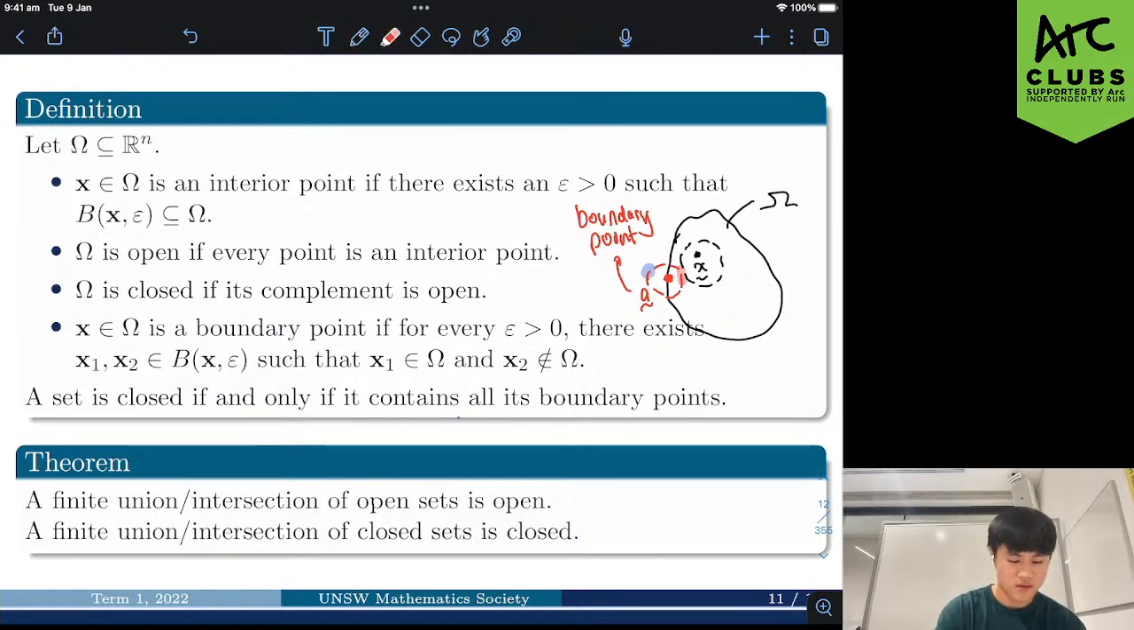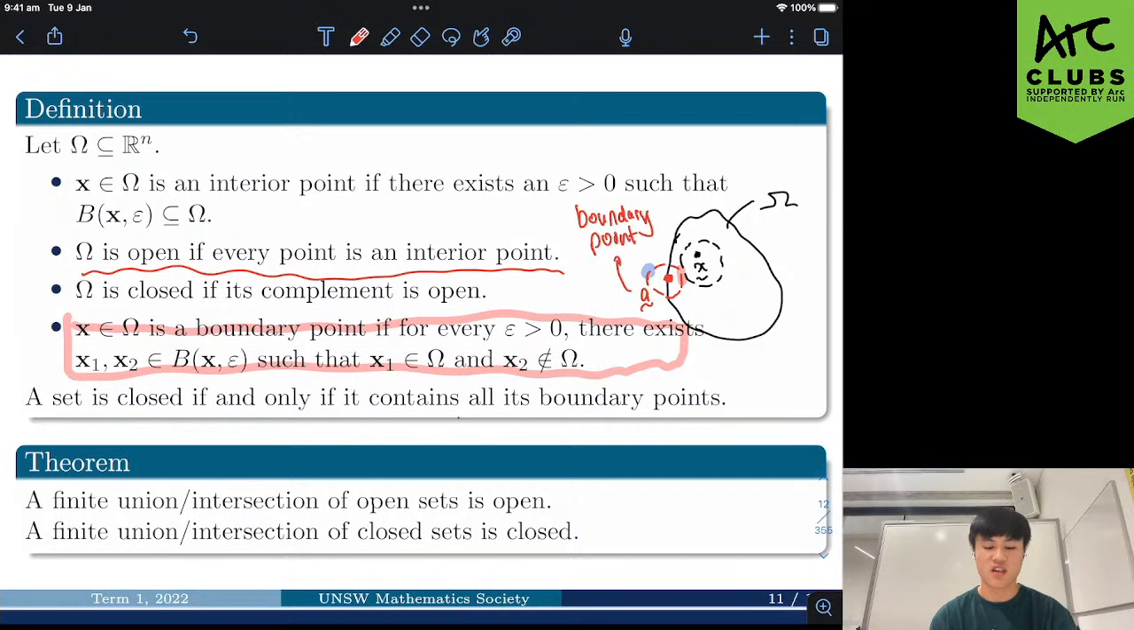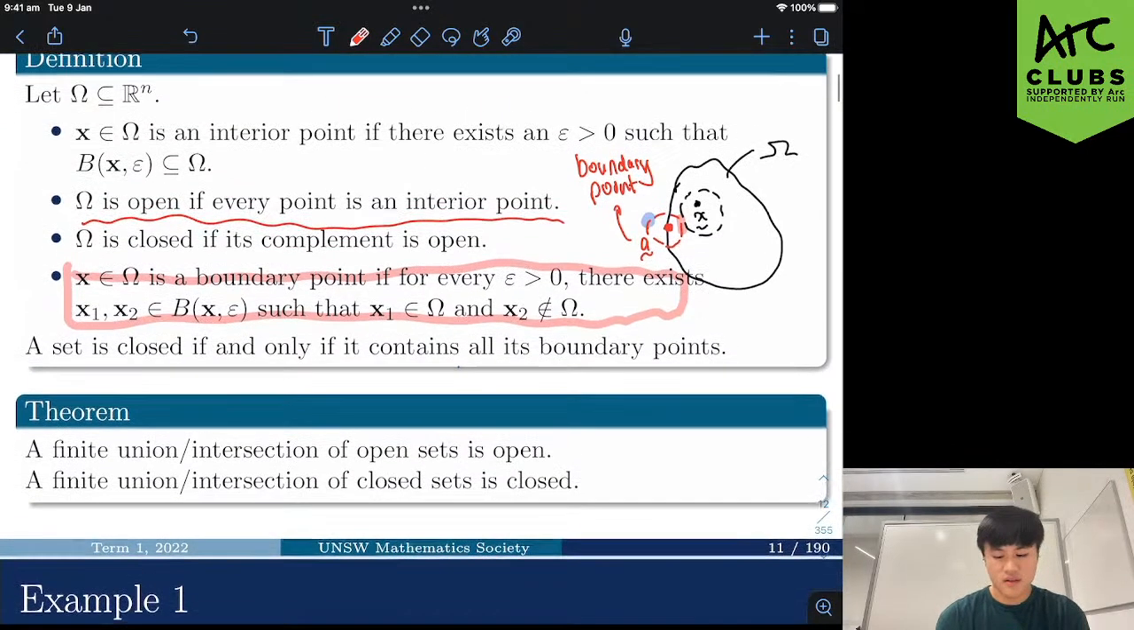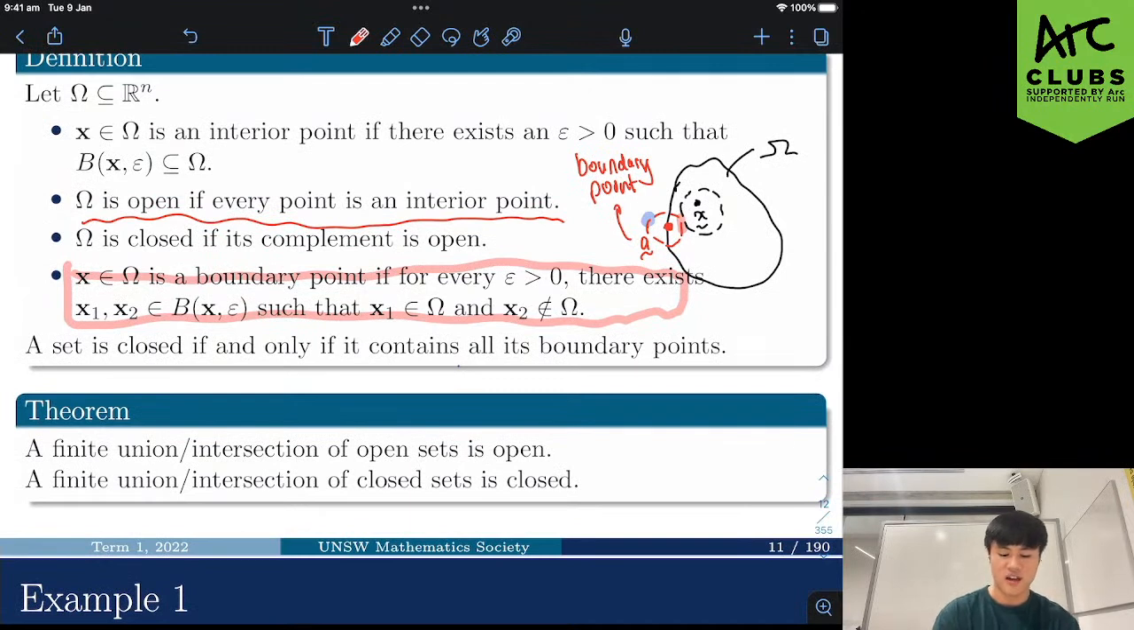And I guess this here is the formal definition of a boundary point. And for an open set, an open set is when every point is an interior point. Omega is closed if the complement is open. And I guess the theorem here is just that, firstly, a union or intersection of an open set is open.